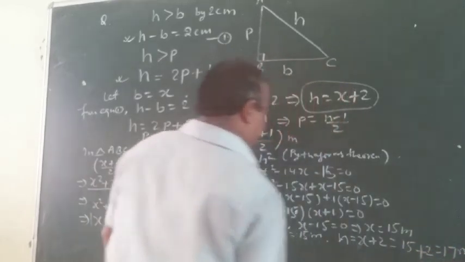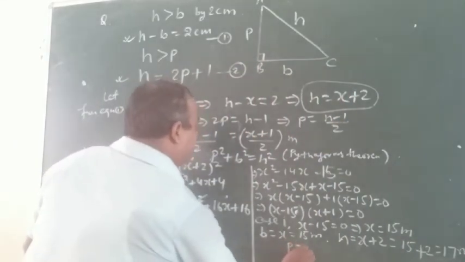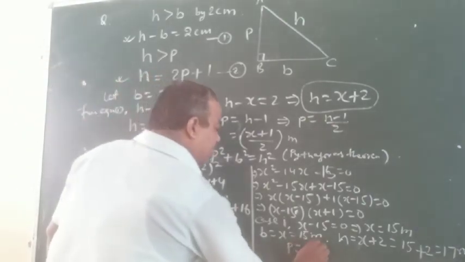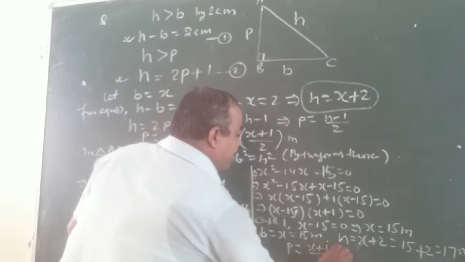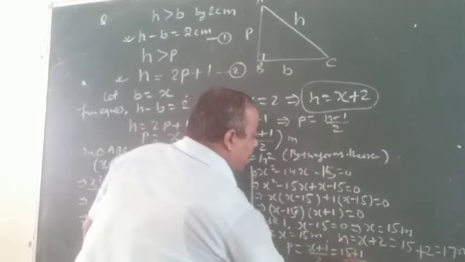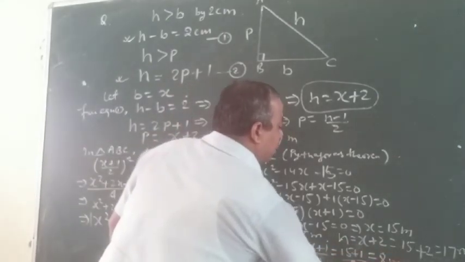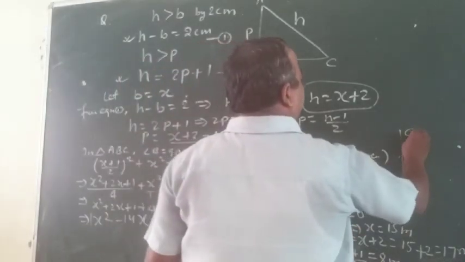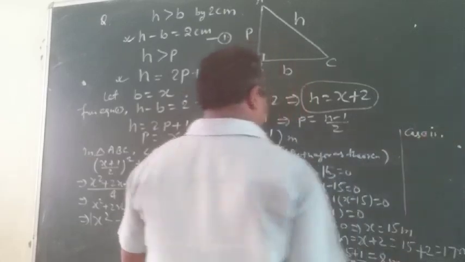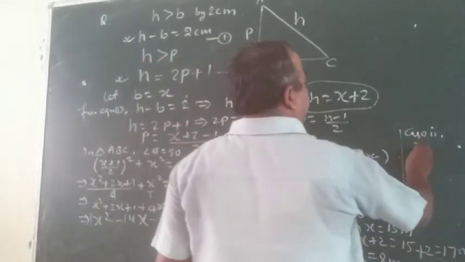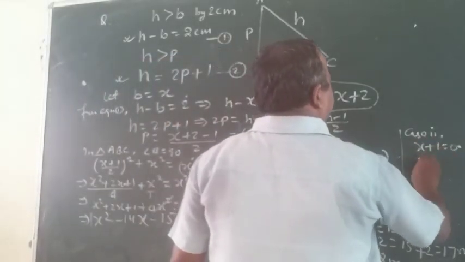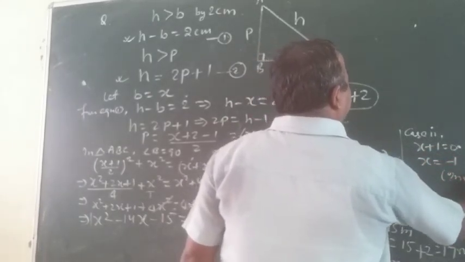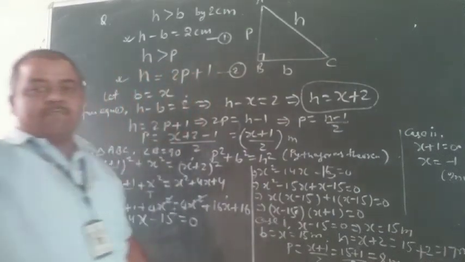Clear? And what is the length of the perpendicular? The perpendicular equals (x plus 1) by 2, that is (15 plus 1) by 2, which becomes 8 meters. This is case 1. Now look at case 2: x plus 1 equals 0, x equals minus 1. It is invalid because distance can never be negative.